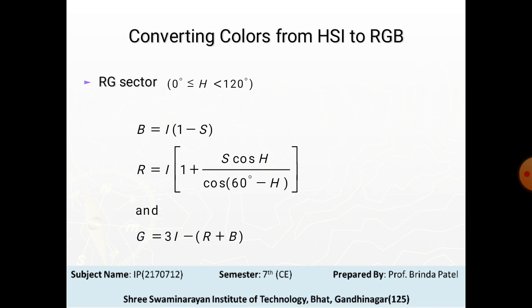So B is equal to I into 1 minus S. R is equal to I into 1 plus S cos H upon cos of 60 degrees minus H. G is equal to 3I minus R plus B.